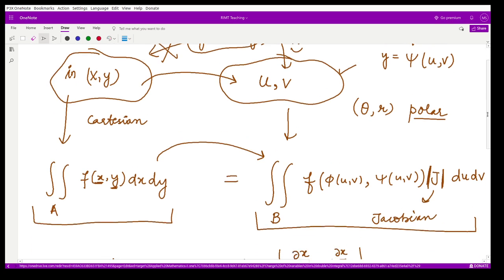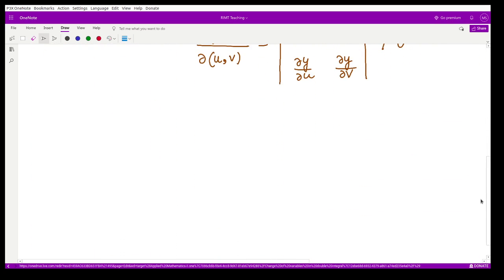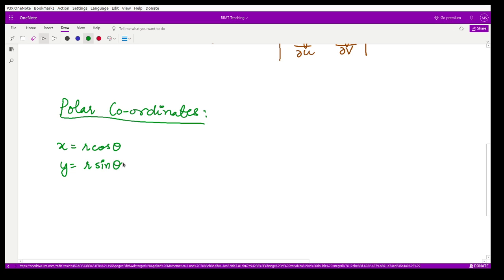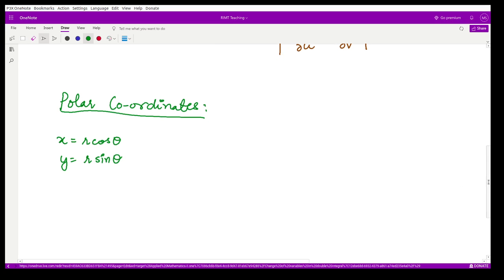Okay. Now I'm taking the special case where instead of the variables u and v, I am taking the polar coordinates. So if I am taking the polar coordinates here, I very well know the relationship between the Cartesian and polar coordinates, that is x is equal to r cos theta and y is equal to r sin theta, because this is how you write down the variables, right?